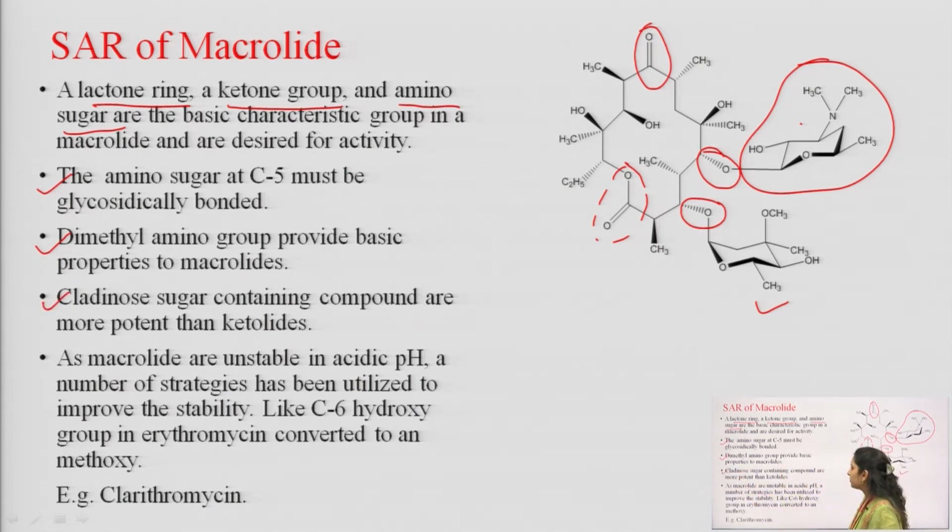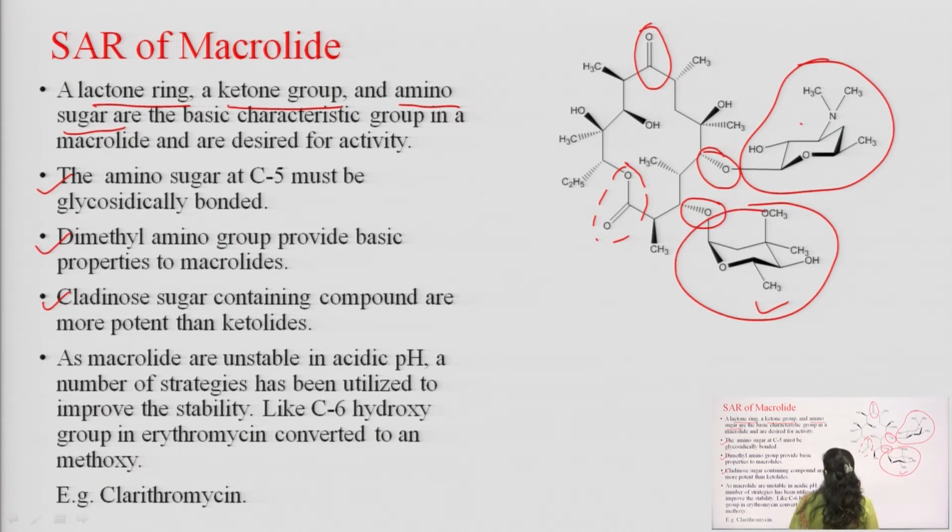If we see the structure of this sugar, this is a clarinose sugar. If we made a few changes here, we found that the clarinose sugar was more potent than the ketolides. If we changed this sugar and replaced it with a ketolide, then we found that this compound was not as potent in comparison to clarinose.